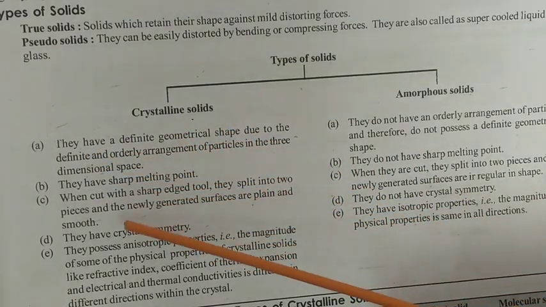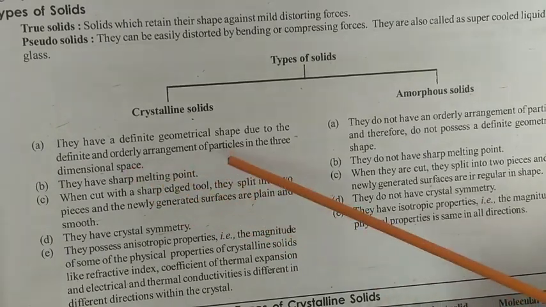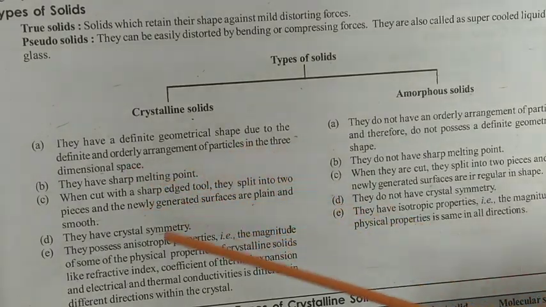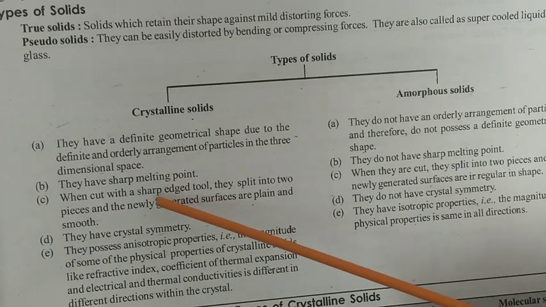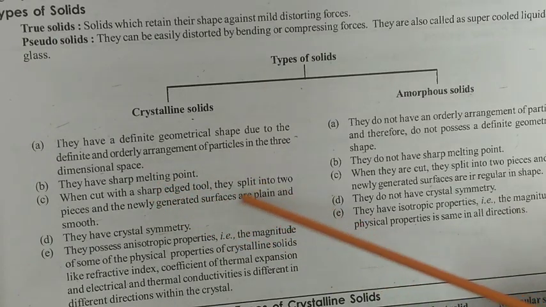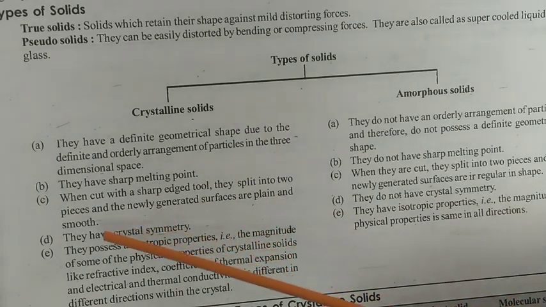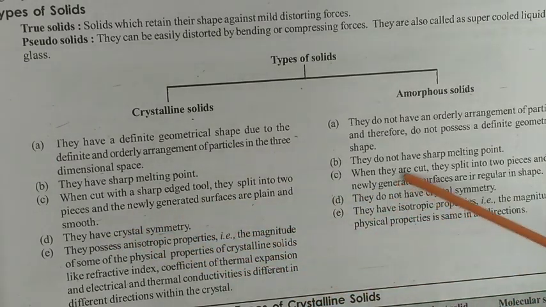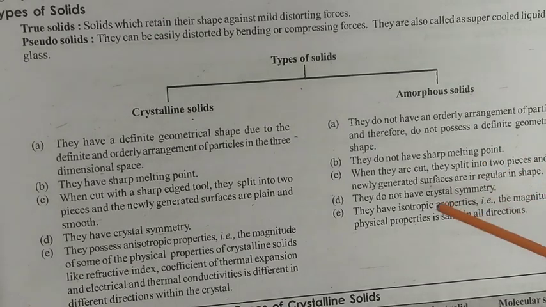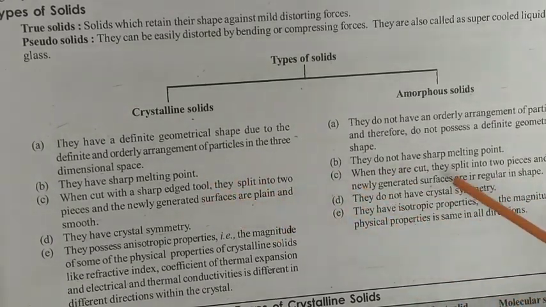The crystalline solid, due to its definite geometry, when cut by a sharp-edged tool, splits into two pieces, and the newly generated surfaces are plain and smooth. Amorphous solids do not contain any regular geometry. Therefore, when they are cut, they split into pieces, and the newly generated surfaces are irregular in shape.